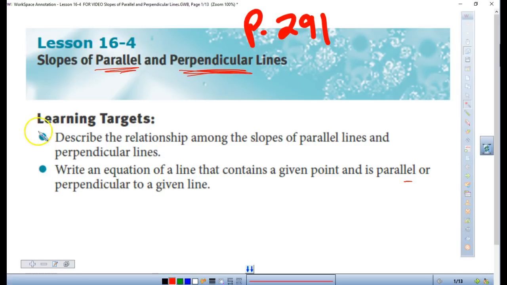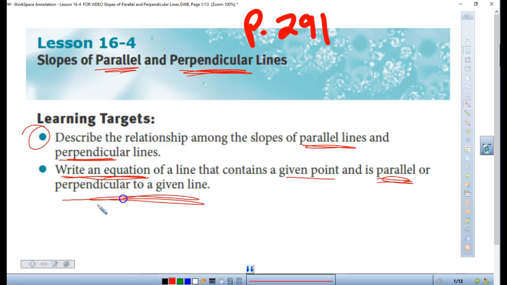So we're going to be able to describe the relationships among the slopes of parallel lines and perpendicular lines, and then we're going to make sure we can still write an equation of a line that contains a given point, but that's parallel or perpendicular to a given line. So we're going to take some line they gave us, and then a point on another line, and be able to write the equation of a parallel or perpendicular line through that point. So let's see how it goes.